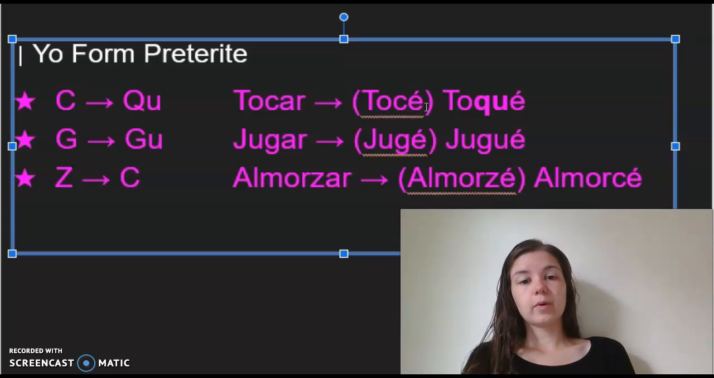So in the examples, I put what it would have been if it didn't change. So like here instead of tocé, I have toqué. I don't want jugar to be jugé. I want it to be jugué. Almorzar, instead of almorzé, it has to be almorcé. These two would sound the same, but the reason these changed is that you can't have an E after the letter Z in Spanish for some reason. And you can see spell check also marks these wrong.